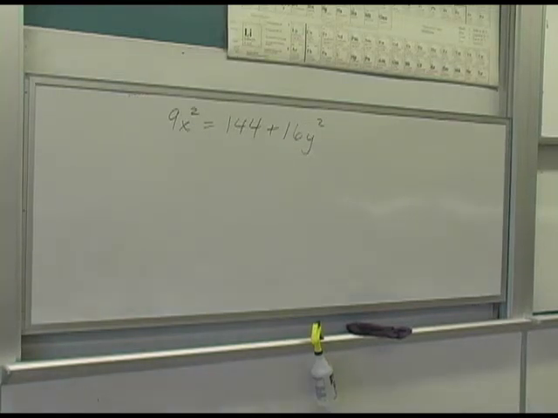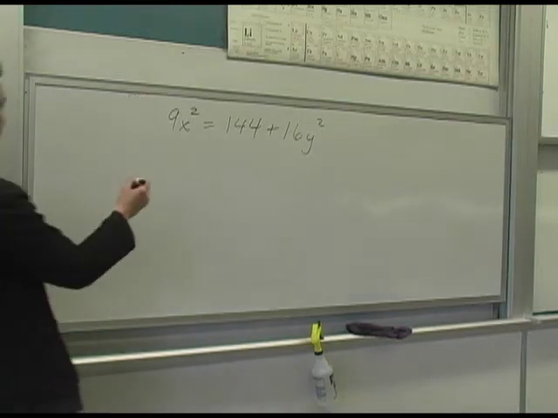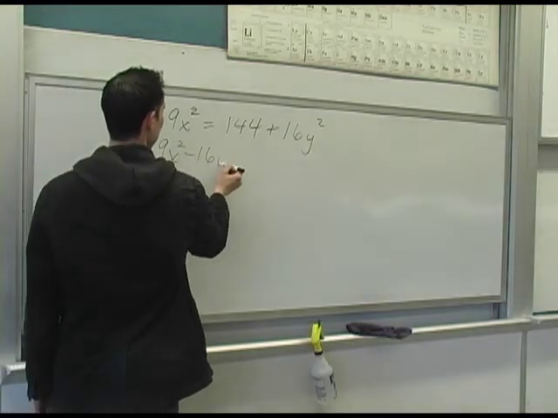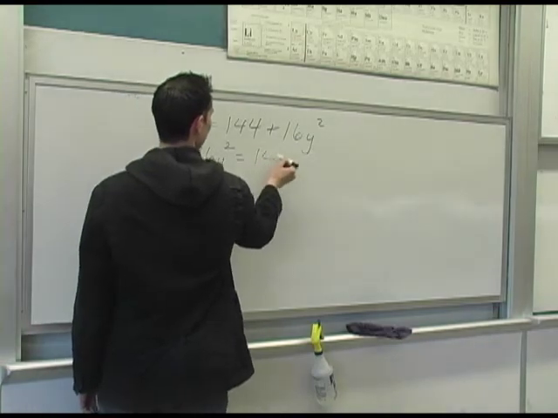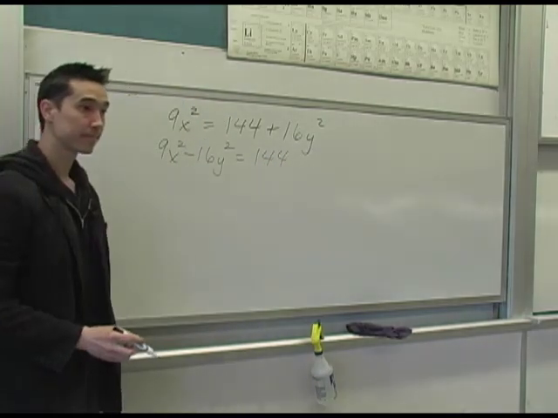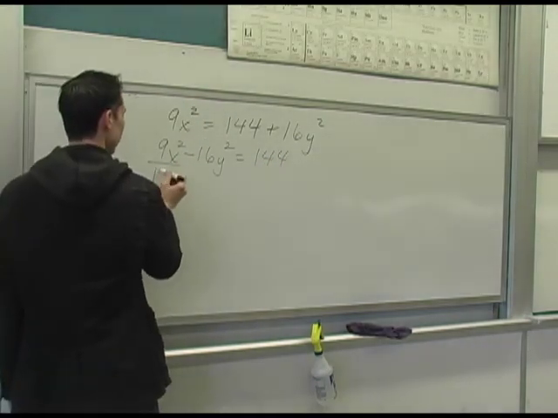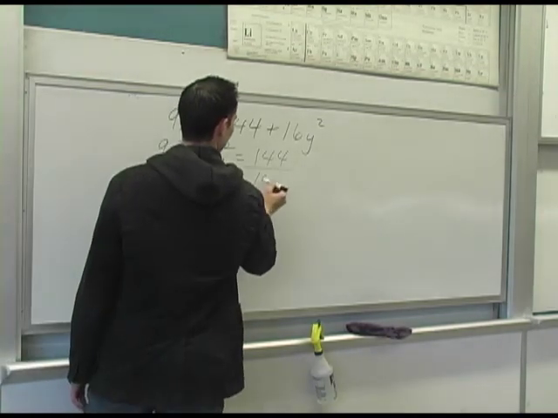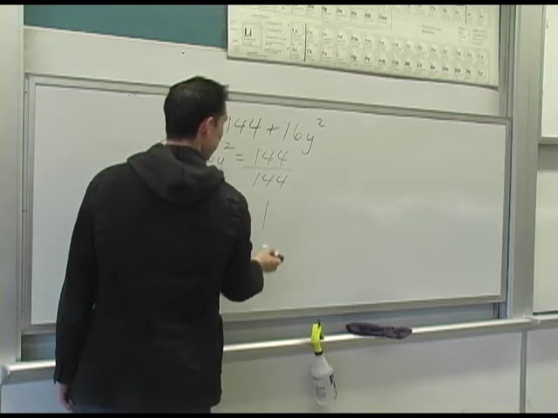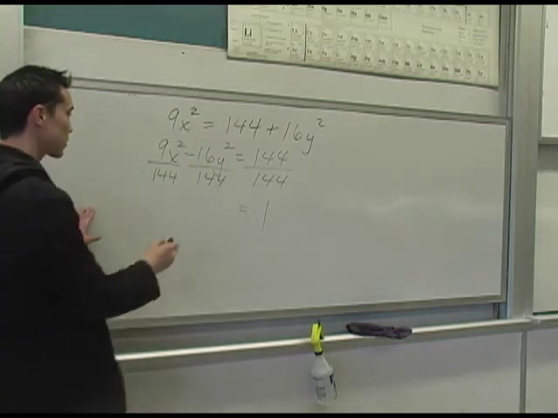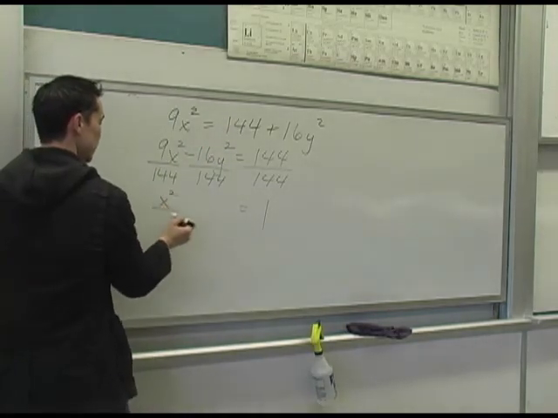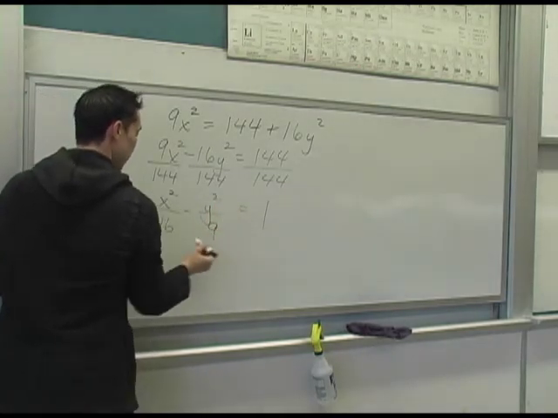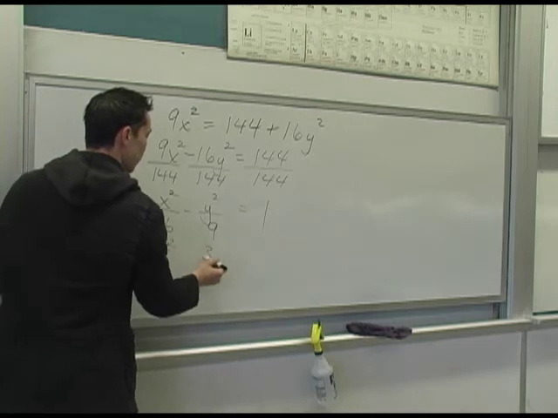Okay, let's go over it. What did you guys do first? Awesome. Subtract 16y squared. And then what? Divide by 144. That gets that 1 on the right-hand side. What do we get on the left side? X squared over what? 16? Minus y squared over 9. Great. And I would probably write that as 4 squared and 3 squared.